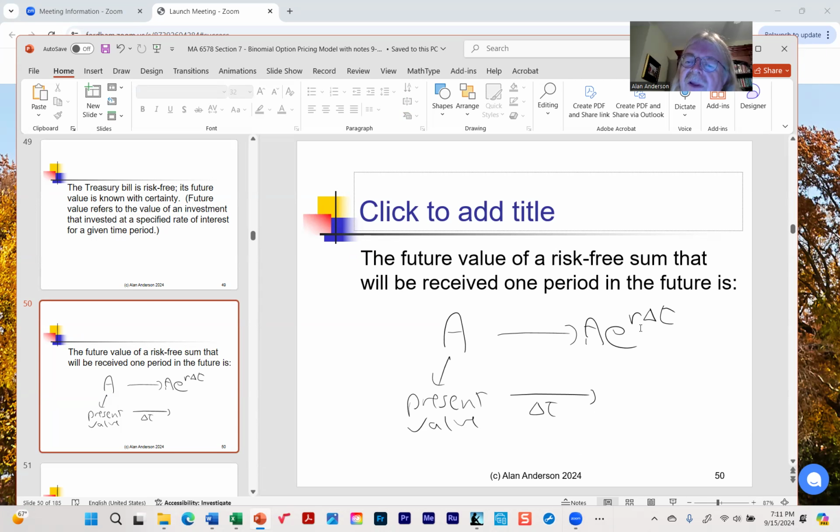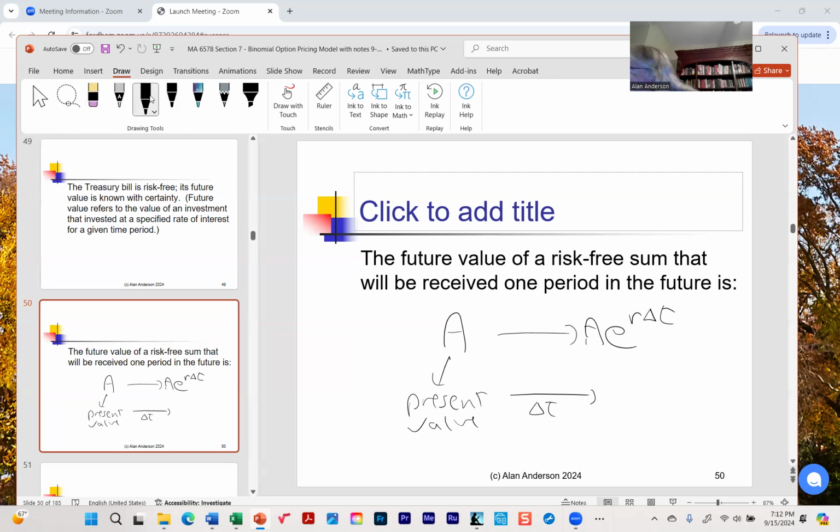By the way, if this was not a risk-free investment, then R would have to be different. It would have to reflect the actual risk of this investment. But since we're assuming this is risk-free, its future value must be that amount times e^(RΔT). Think of it as the guaranteed amount you'll have in ΔT time steps. Let's say ΔT is a year. That means in one year, our investment will be worth A e^R.